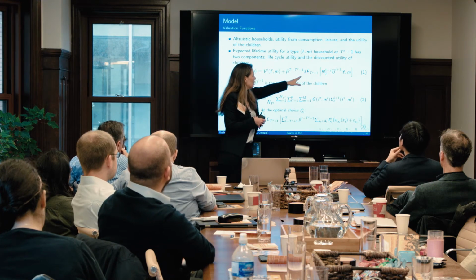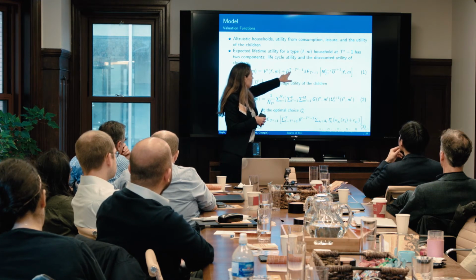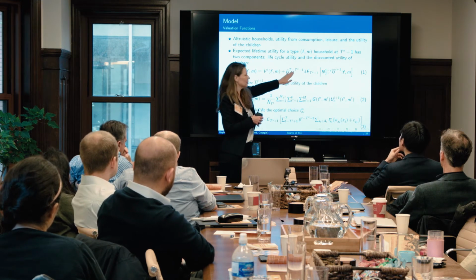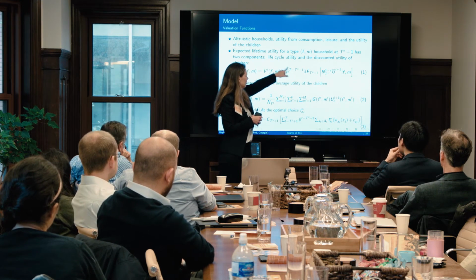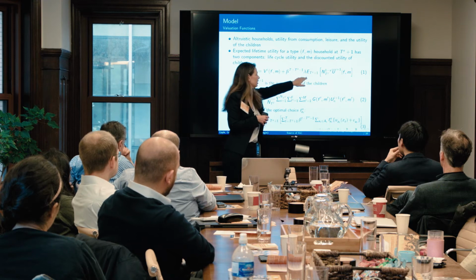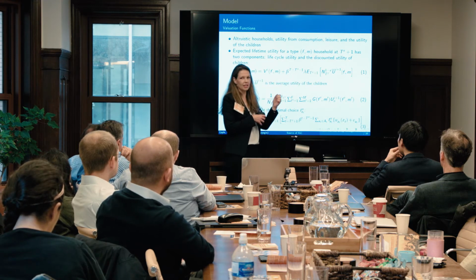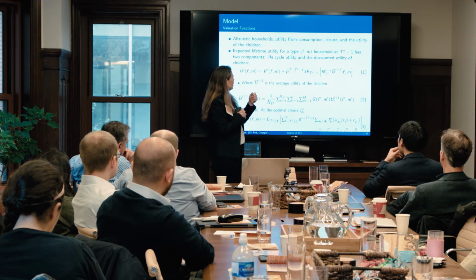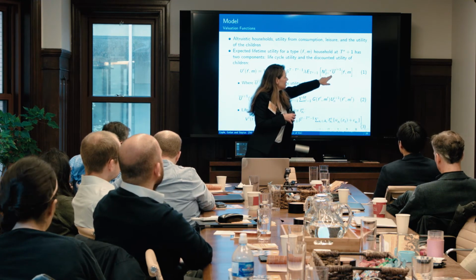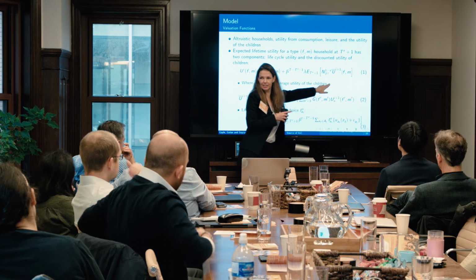This is now at the end of your life cycle, so you're discounting it back. You get utility from the utility of your kids. Lambda is the discount factor, and this is expectations. And this is going to be expectations of the number of kids, and this is an average utility of a kid.